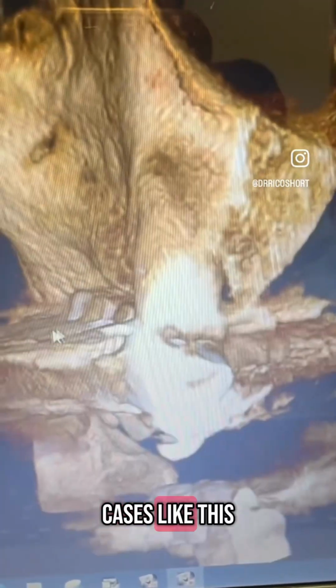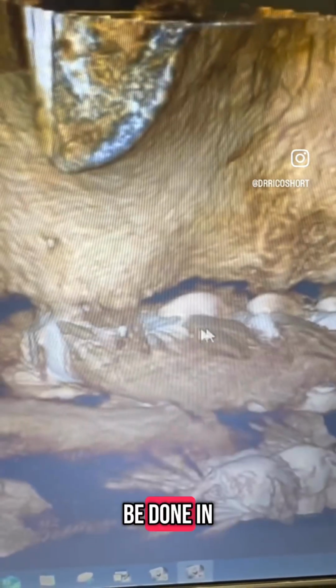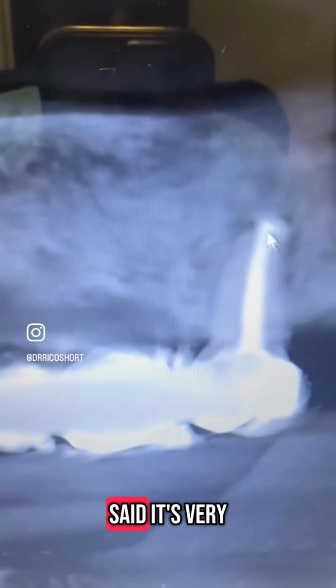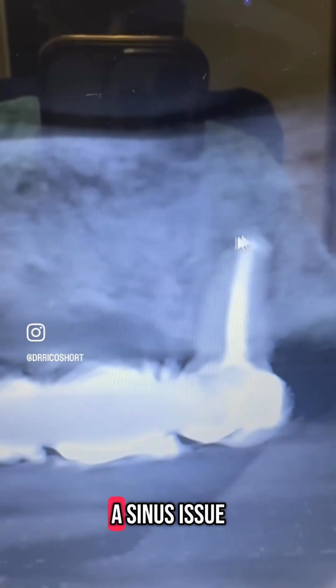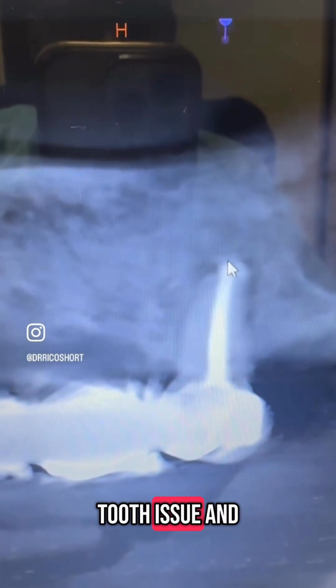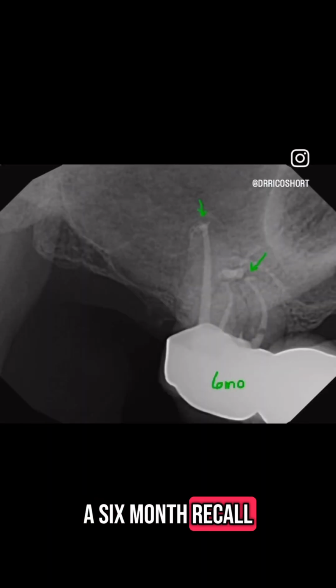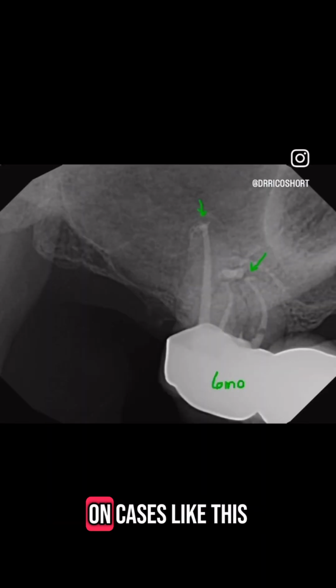So when we have cases like this, these cases can be done in one visit using bioceramic sealer and also single cone condensation. And like I said, it's very important to understand this is not a sinus issue. This is a tooth issue. And once we did the treatment, after a couple of days, all the symptoms related to her tooth and her sinuses actually went away. So this is a 6-month recall showing beautiful healing on cases like this.